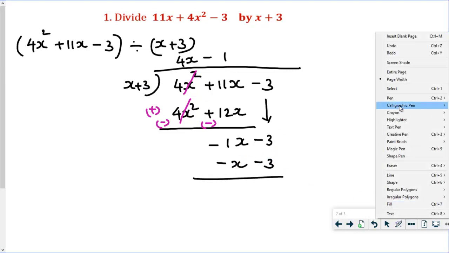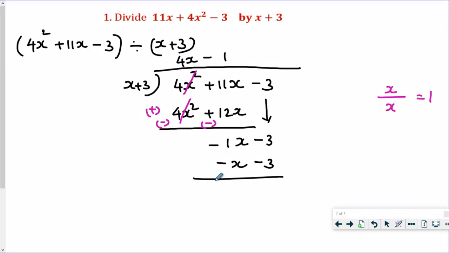Now here again you have to subtract, so for subtraction interchange the sign, minus becomes plus, minus becomes plus. Now the first term, minus x plus x, both will cancel. The second term, minus 3 plus 3, these also will cancel, so the remainder is 0. So here you can write our quotient value is 4x minus 1 and the remainder is equal to 0.